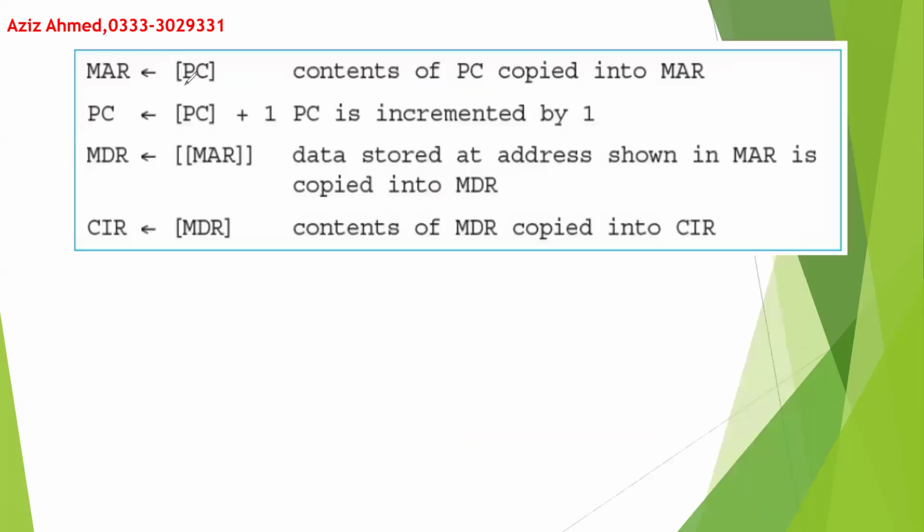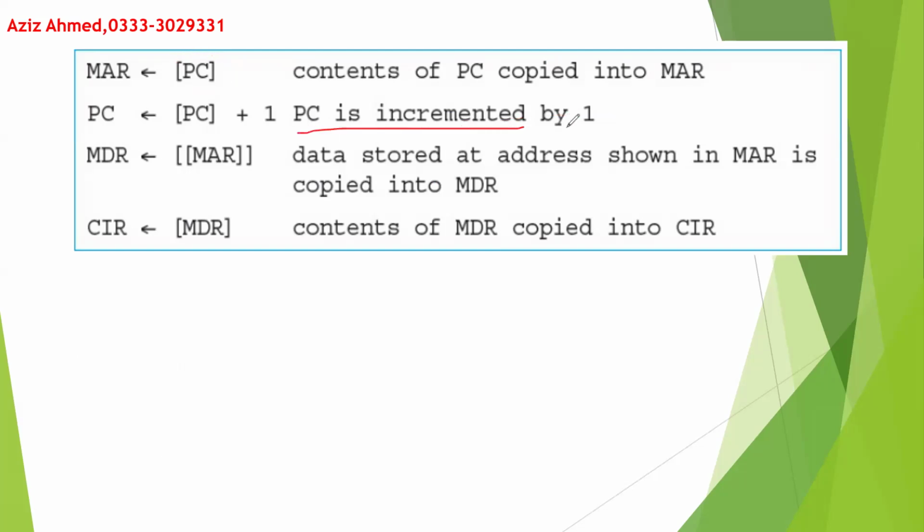As I told you, PC holds the address of the next instruction to be processed. Then the content of PC is copied into MAR. This is the first step. Now PC becomes empty, and now it will increment. PC is equal to PC plus 1. PC is incremented by 1 because now it will point to the next instruction after completing the current instruction.